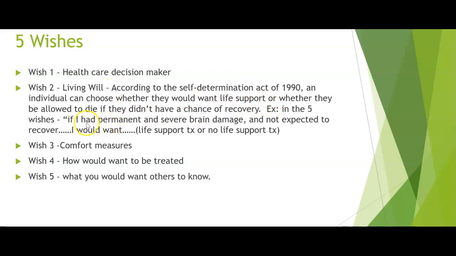For example, in the Five Wishes, it notes, if I had permanent and severe brain damage and was not expected to recover, I would want, and then you choose whether you do want life support treatment or no life support treatment. Wish 3 is how comfortable do you want to be? What are the comfort measures that you would want? Wish 4, how do you want to be treated? And wish 5, what you would want others to know.